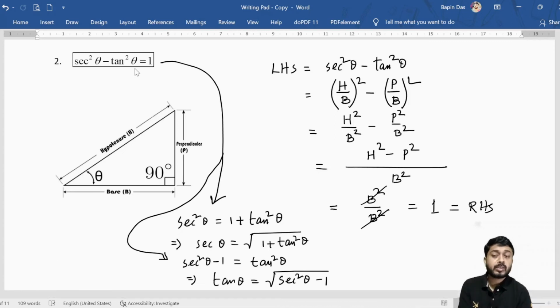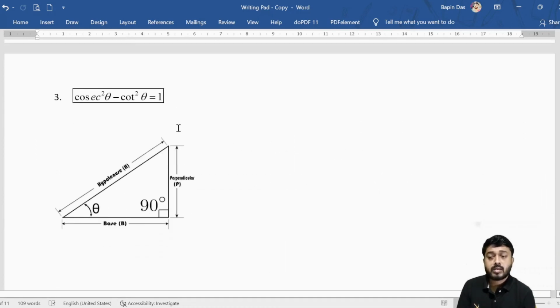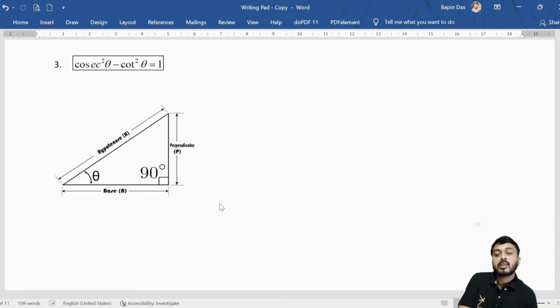The main thing which I've kept within the box is the one which you need to keep in mind, and the remaining 4 things are the ones which you can make on your own by doing very little side change and simplification, that is taking the square root of both sides. Am I clear? I hope you have got it correctly, right? So the third one is the one I'm moving to. Third one is cosec square theta minus cot square theta is equal to 1.